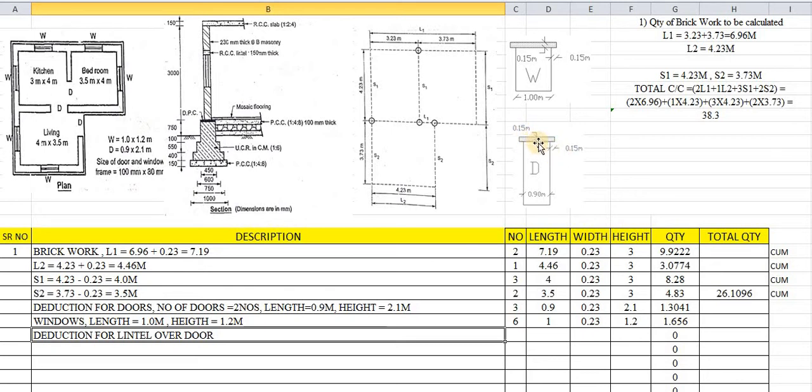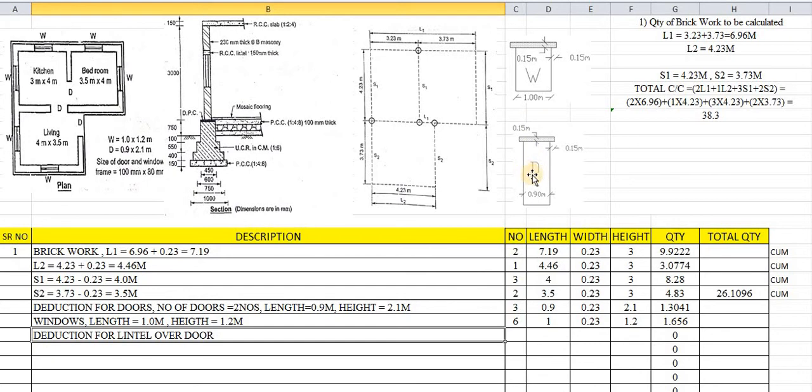If the thickness of the lintel is 0.12, we will take the bearing as 0.12. If the thickness is 0.1, we will take the bearing as 0.1. That means we take the same as the thickness as bearing, so there is no confusion about how much bearing to take. Here the thickness is 0.15, so we have taken the bearing as 0.15. We will take 0.15 on the right side and 0.15 on the left side.